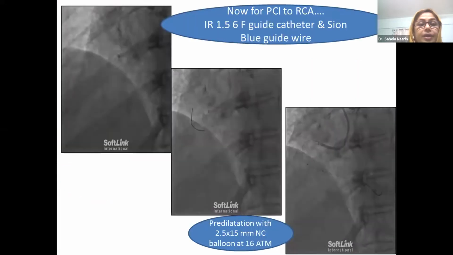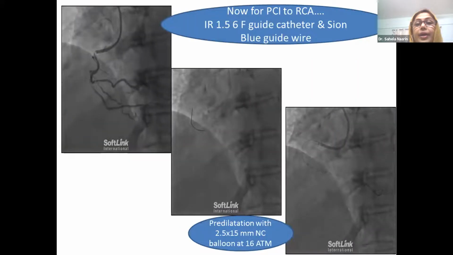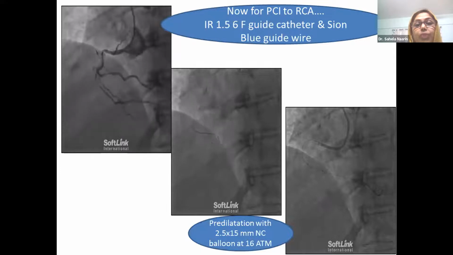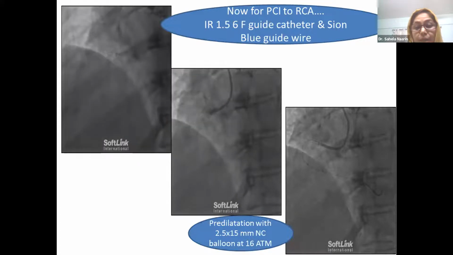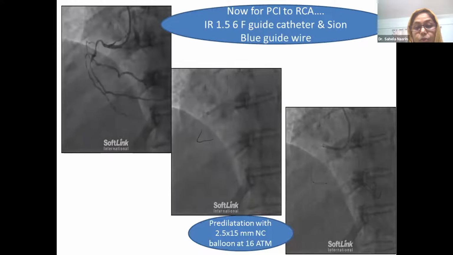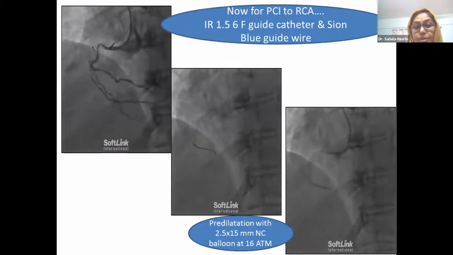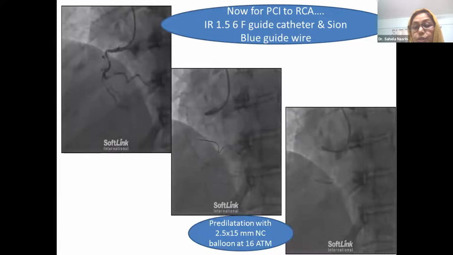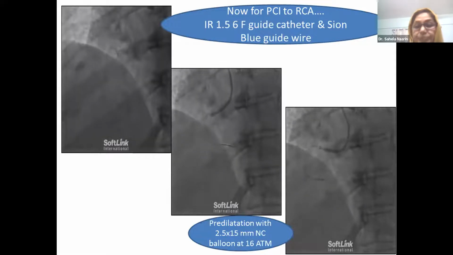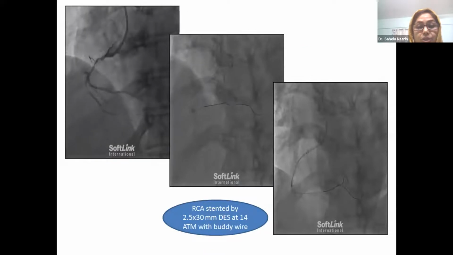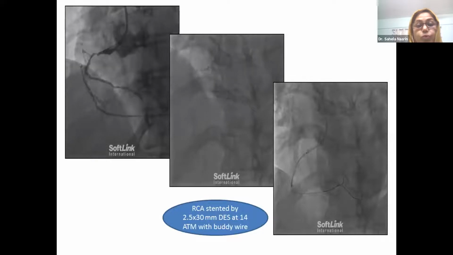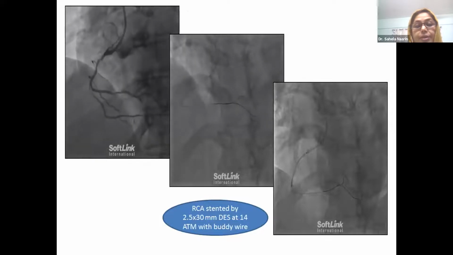Then we handled the RCA, and we took an IR 1.5 6 French guide catheter, and we used Sion Blue guide wire. Again, pre-dilatation was done with 2.5 into 15 millimeter NC balloon up to 16 atm pressure. Then RCA was stented by 2.5 into 30 millimeter DES at 14 atm with buddy wire technique.